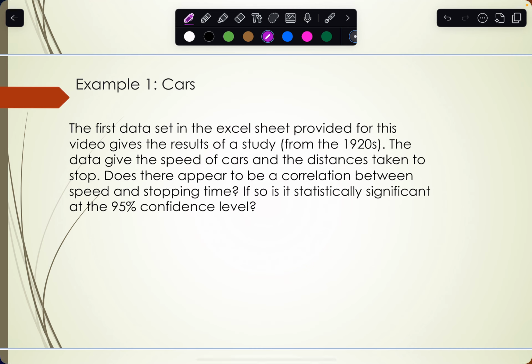First, the Excel sheet provided gives the result of a study from the 1920s. The data: the speed of cars and the distance taken to stop. The car is driving at a particular speed, and then somebody puts the brake pedal to the floor. How long does it take to come to a complete stop? Does there appear to be a correlation between the speed and stopping time? Is it statistically significant at the 95% confidence level?